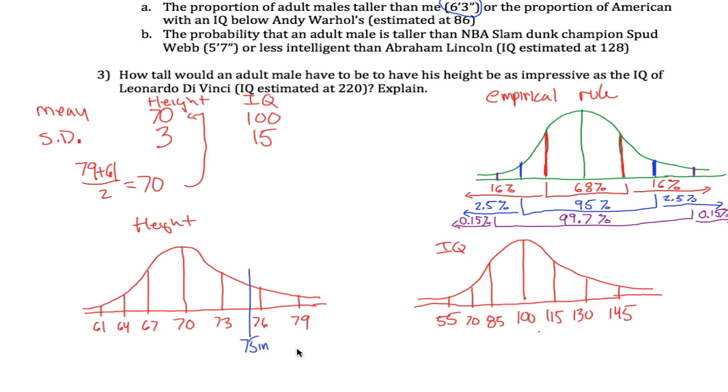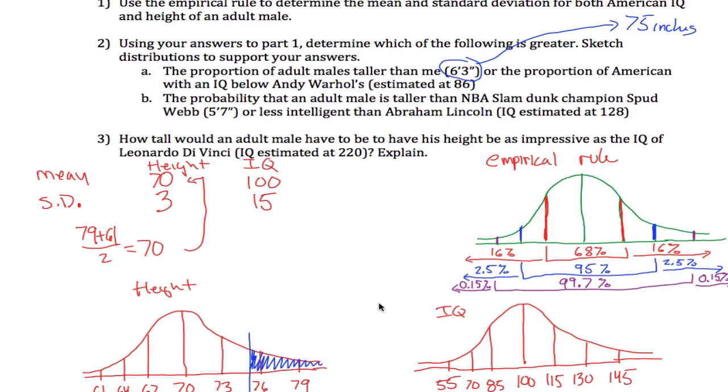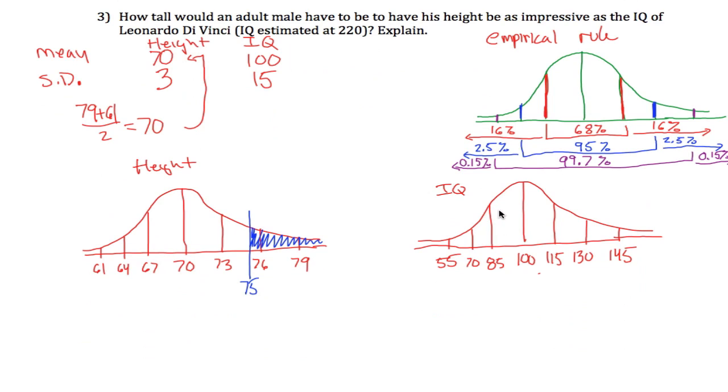I don't need to put my units in there. So 75 is here, the area above 75. It's talking about all that, and we want to compare that to an IQ below 86. Okay, so 86 is right around in here, and the area below 86 would be all of this.